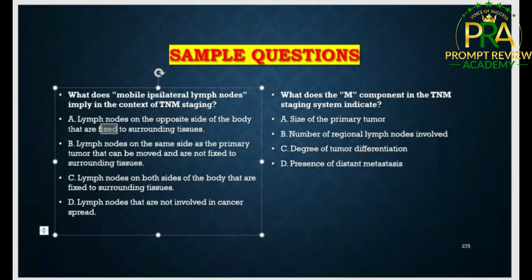We say that ipsilateral is the same side as the cancer. So same side lymph node. Okay, so it is on the same side as the cancer. So that means the answer is B, lymph node on the same side as the primary tumor.